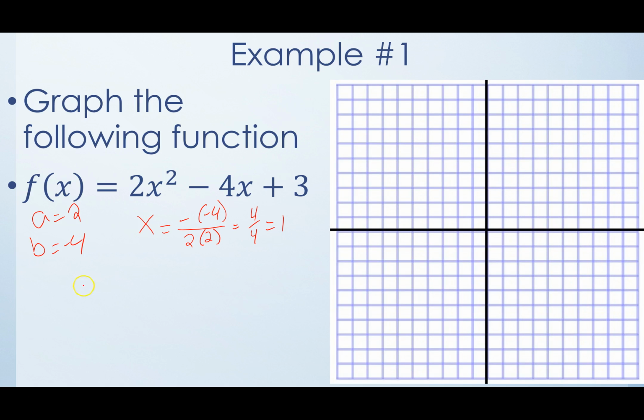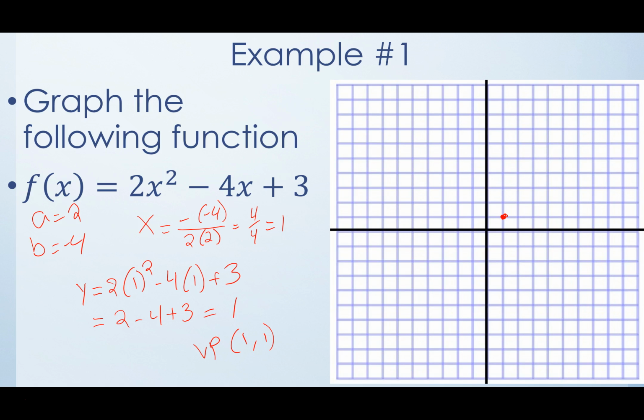So then we're going to find the y-coordinate. We just simply plug in the 1 for x. So 2 times 1 squared minus 4 times 1 plus 3. We need to make sure we square the 1 before we multiply by 2. So that's why this is going to be 2 minus 4 plus 3, which is 1. So our vertex point is at 1, 1. So it'll be right there.